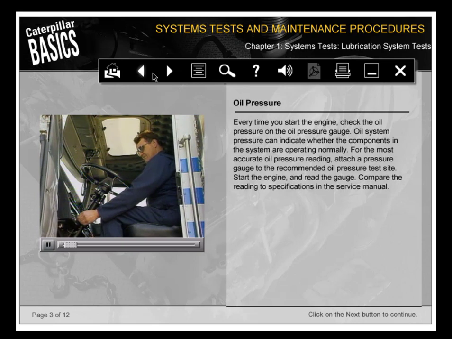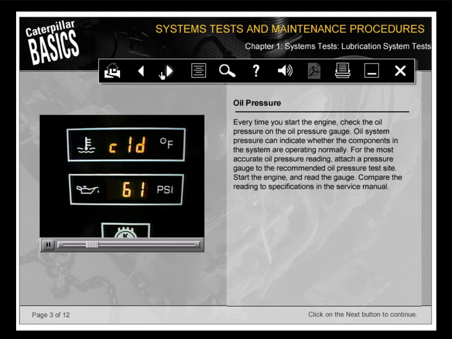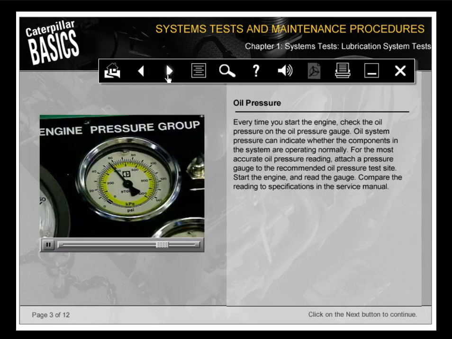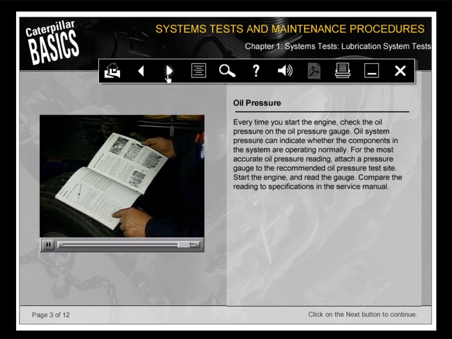Every time you start the engine, check the oil pressure on the oil pressure gauge. Oil system pressure can indicate whether the components in the system are operating normally. For the most accurate oil pressure reading, attach a pressure gauge to the recommended oil pressure test site. Start the engine and read the gauge. Compare the reading to specifications in the service manual.